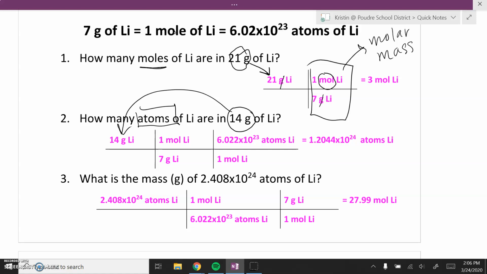So I'm going to use my molar mass. 7 grams of lithium is a mole of lithium. I put my grams on the top for my starting value, and then 7 grams on the bottom, so that cancels out. Now I'm in moles, but I really want to be in atoms. So now I have to use my other conversion factor, which is 1 mole of lithium is Avogadro's number worth of atoms, so 6.022 times 10 to the 23rd atoms. My moles cancel out, being on the top and the bottom. I am left with atoms, which is great since that was my target that I was looking for.